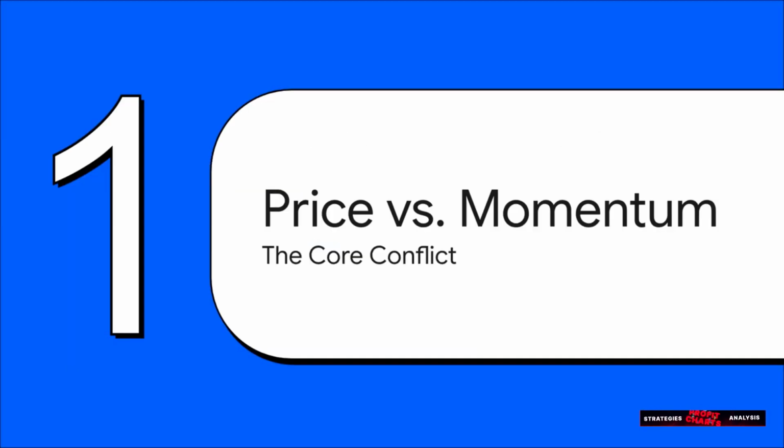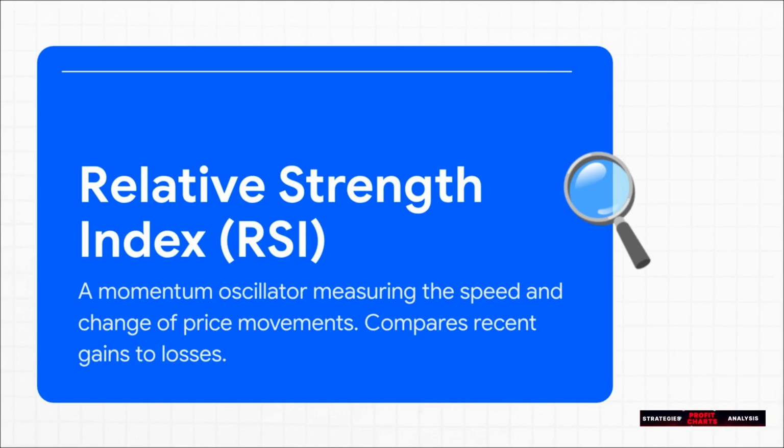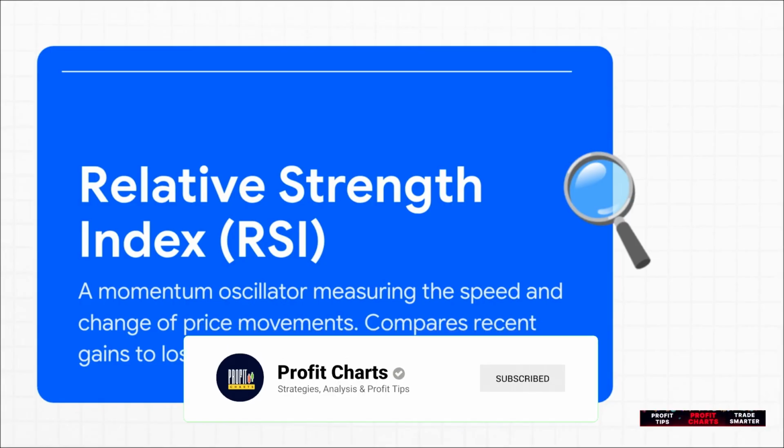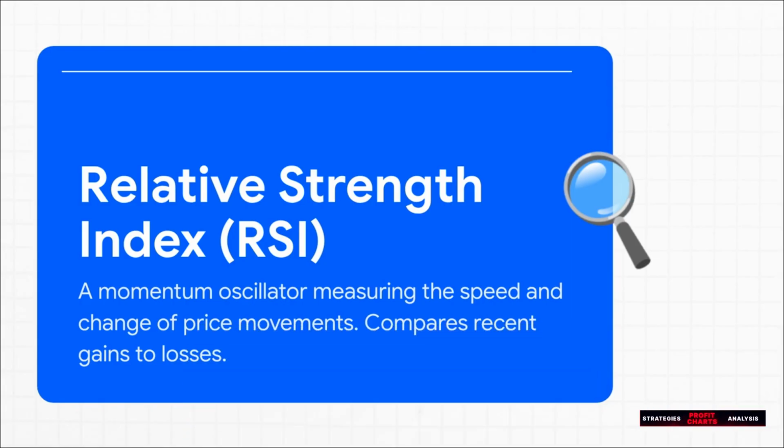Okay, first things first. We have to understand this fundamental conflict. It's really the whole idea behind divergence. It's what the price is doing versus what the momentum is saying. So the RSI is our main tool here. And look, don't get bogged down in the math. Just think of it like a speedometer for price. That's it. It measures the speed and change, the momentum. When recent gains are bigger and stronger than recent losses, the RSI goes up. When losses take over, it goes down.